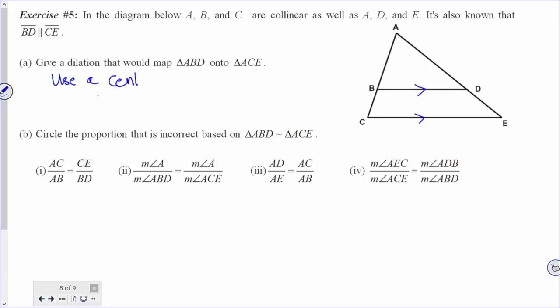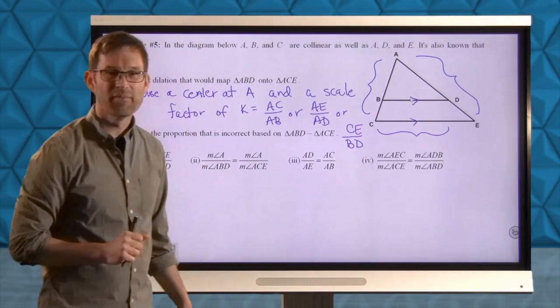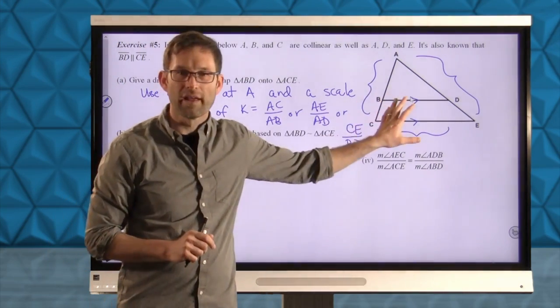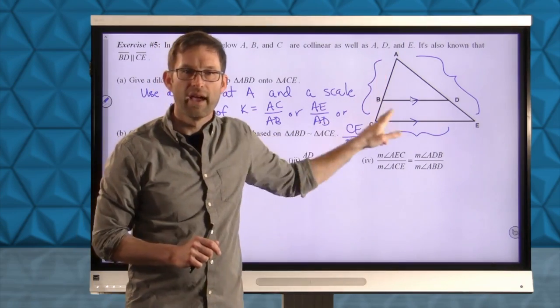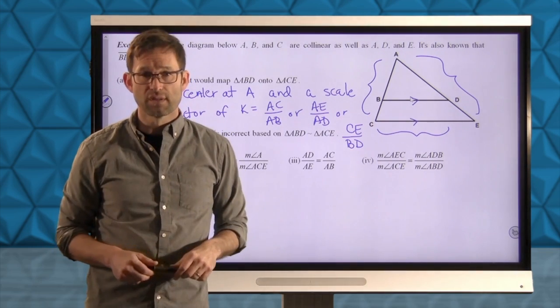Use a center at A and a scale factor, and this is where you got some choice, a scale factor of k equals new divided by old. So I could say AC divided by AB, or AE divided by AD, or CE divided by BD. Okay? Any of those ratios where I've taken the newer length, in this case the length of the larger triangle, and divided it by a length of the smaller triangle, will get the job done. We'll never know exactly what that is numerically because we don't have any dimensions on this picture.